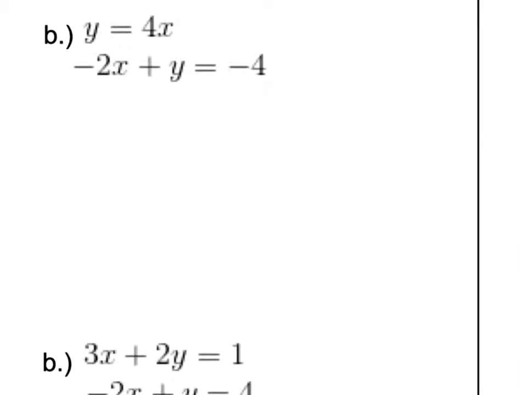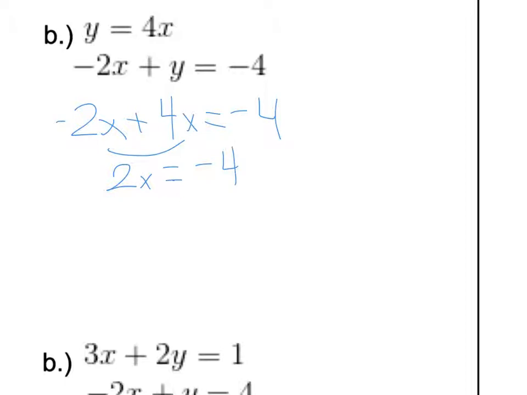Again, everything's all nice and warm and fuzzy because you see that y is already by itself. So all we got to do is plug in 4x where we see y in the other equation. So we say negative 2x plus, instead of y, 4x equals negative 4. Again, we combine our like terms. Negative 2 plus 4 gives me a positive 2x equals negative 4, divided by 2, and x will equal negative 2.